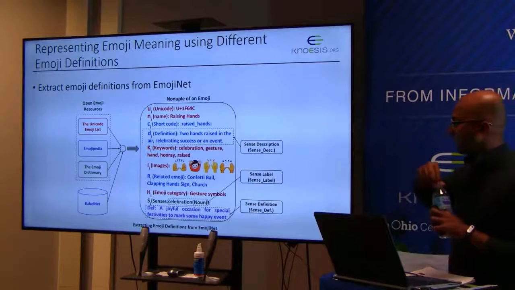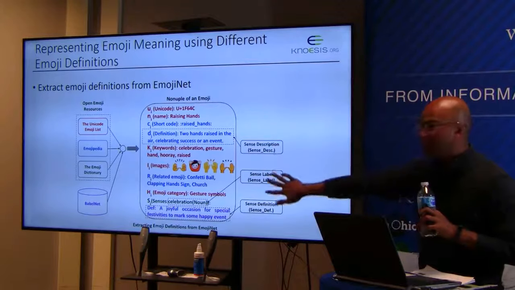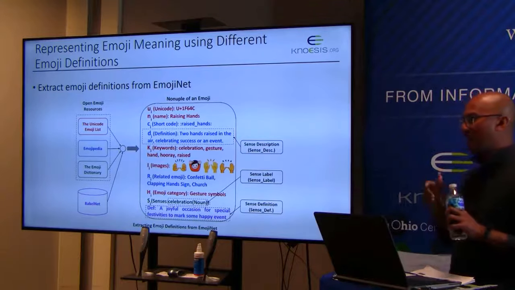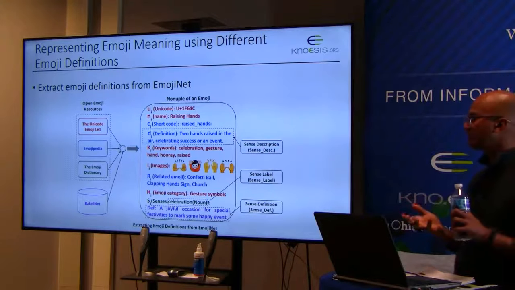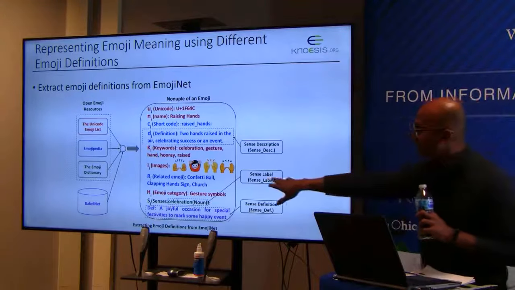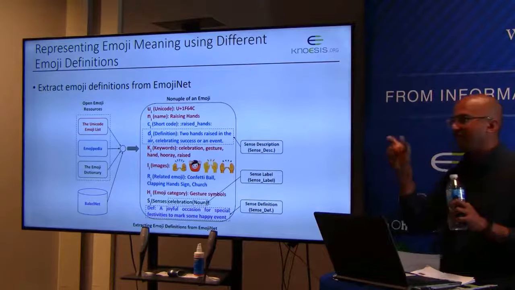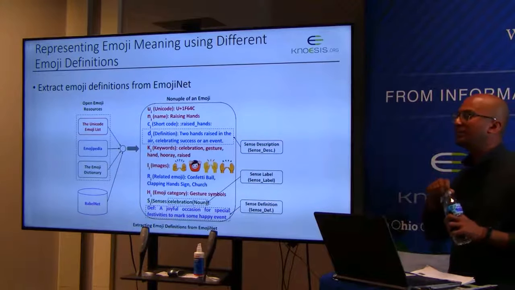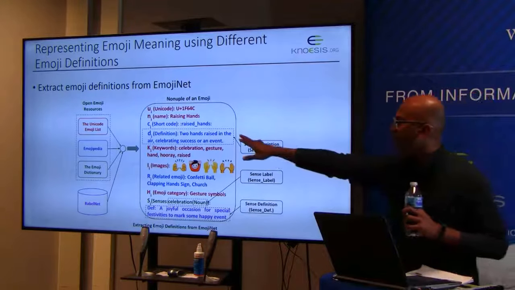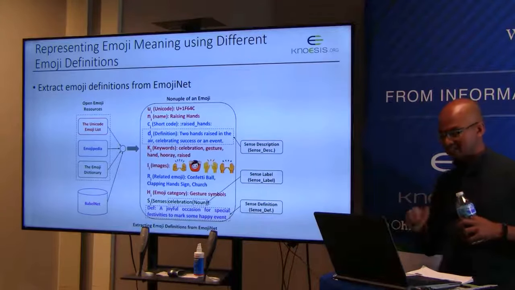So we have an implementation where we have separated them and another implementation where we have integrated all of them. We obtained the best performance with sense labels. Sense labels are keywords that very specifically talk about the emoji meaning. That's what gave us the best performance. We noticed that when you have more and more words like this, that could actually bring you noise.